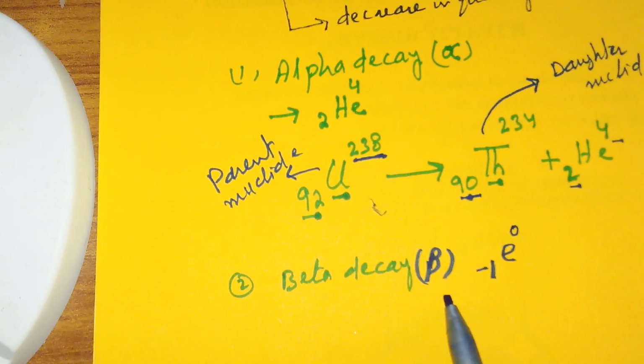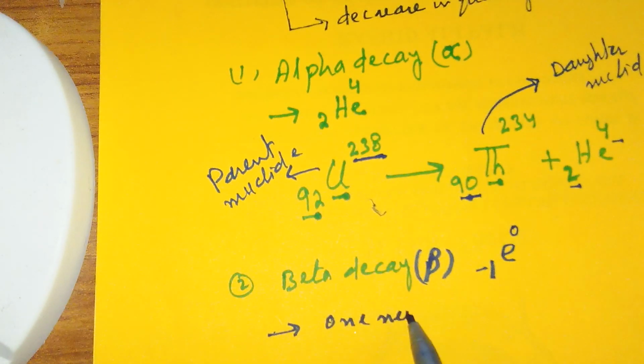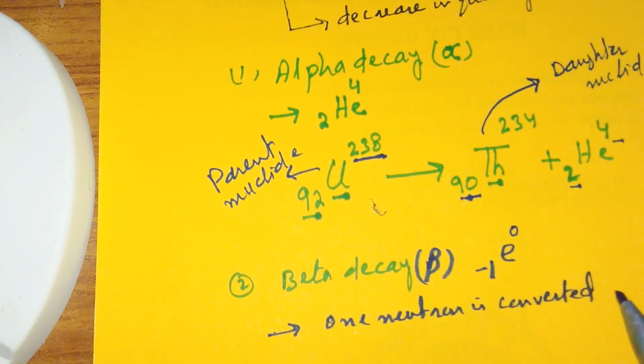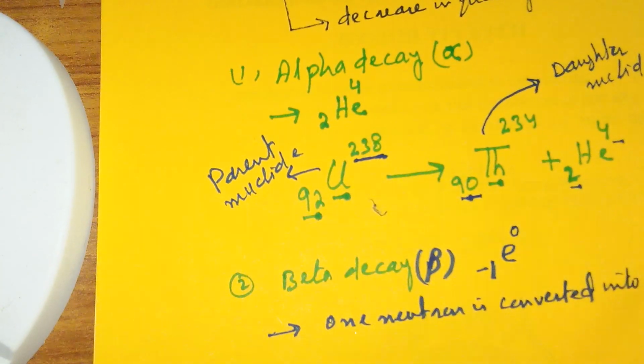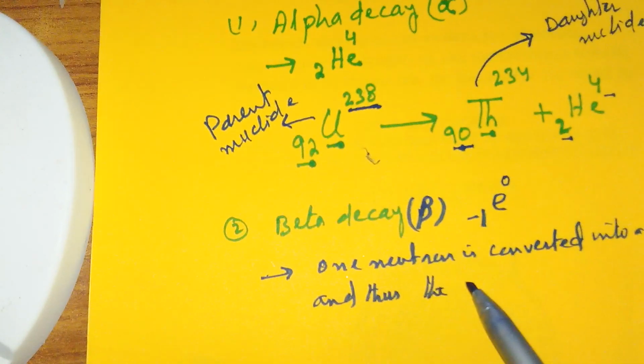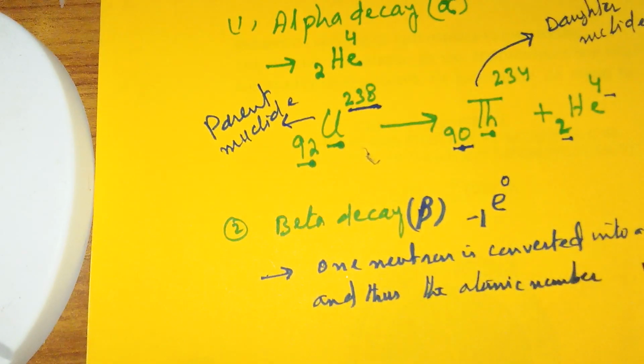Beta decay occurs when one neutron is converted into a proton, and thus the atomic number is changed. So what happens during beta decay? A neutron is converted into a proton, and thus the atomic number is changed.